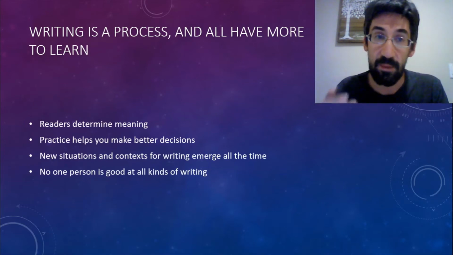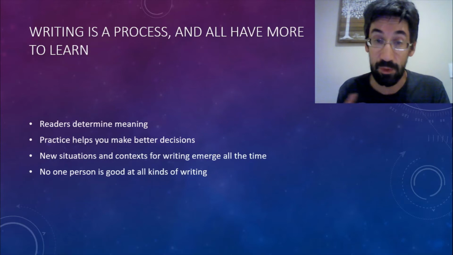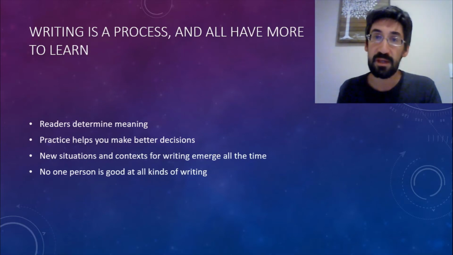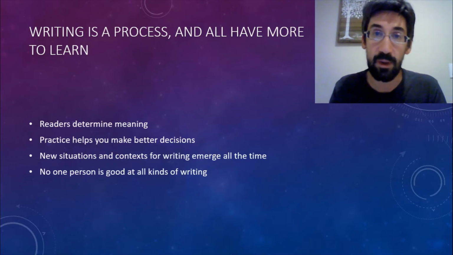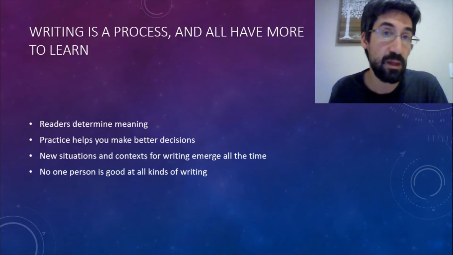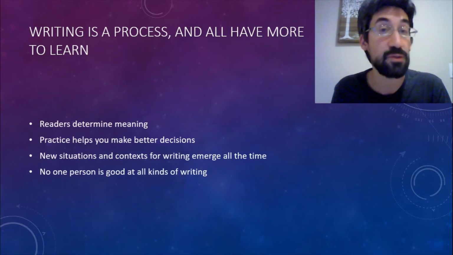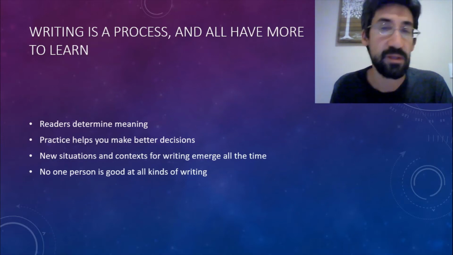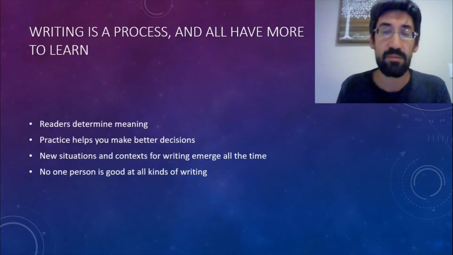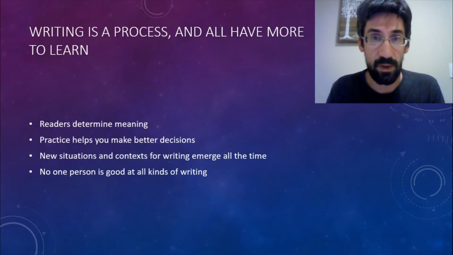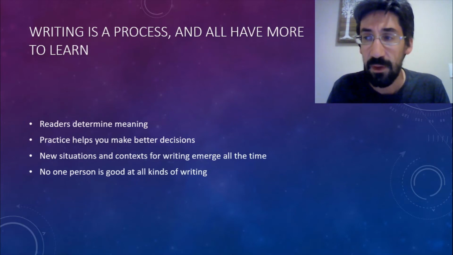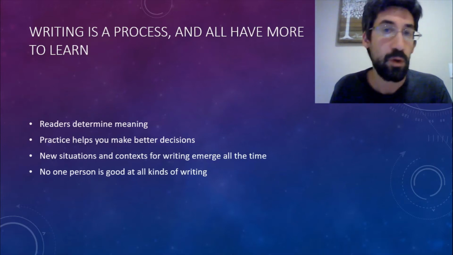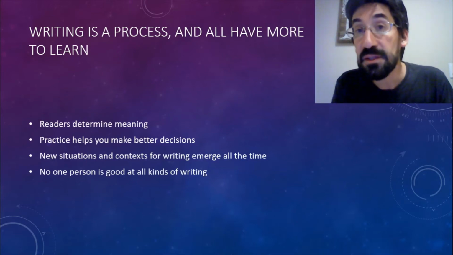Why else can we think about writing as a process and that we all have more to learn? Well, as I mentioned before, new situations and contexts for writing come up all the time, right? Every new technology creates a new context for writing. Every new industry, every new type of business creates new forms of writing. New kinds of artistic modes create new forms of writing. Our global context is constantly shifting.